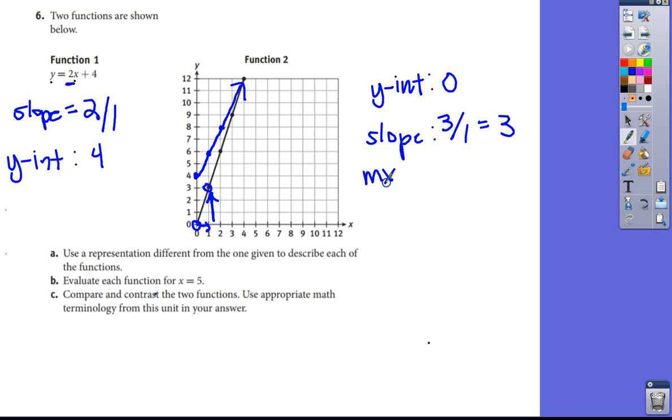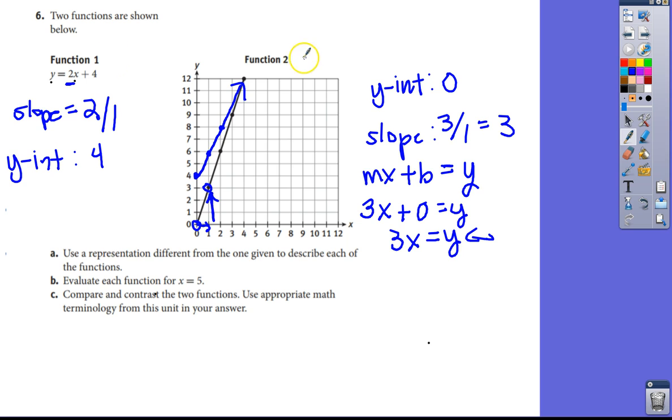Now we're going to plug that into our mx plus b equals y. You are going to have a pop quiz where I'm just going to ask you what slope-intercept form is. So make sure you memorize that before next class. So our slope is m, which is 3x. Our y-intercept is b. So plus 0 equals y. We simplify that, we just get 3x equals y, because there's no point in having plus 0. That's just saying plus nothing. All right, so this is our function 2 as an equation.